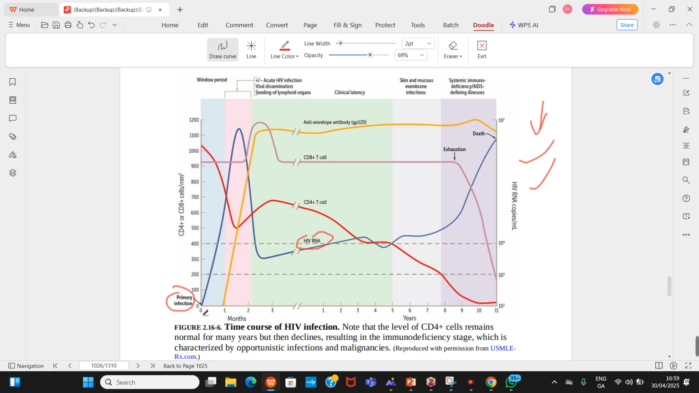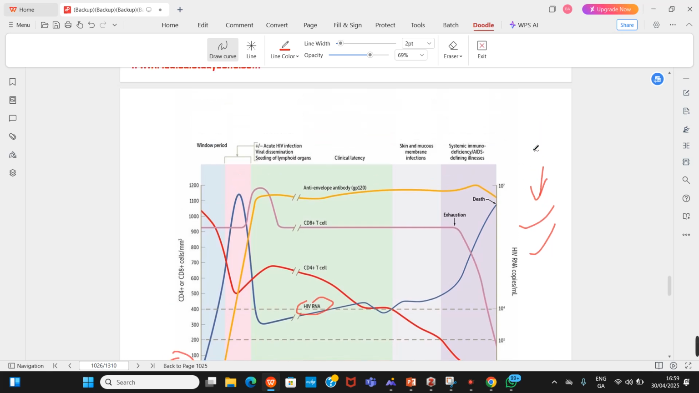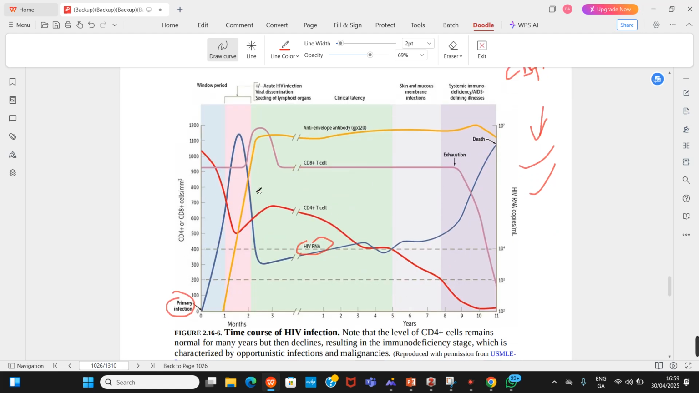Now, let's look at the red line. The red line is dropping. It's the one that is dropping. And don't forget, we said the major cells that are affected by HIV is what? What cells are affected by HIV? Macrophages and T cells. Exactly, CD4 cells. So the CD4 positive T cells majorly. So what is going to be dropping here is going to be the CD4 positive T cell.